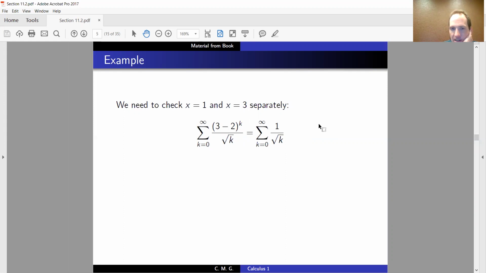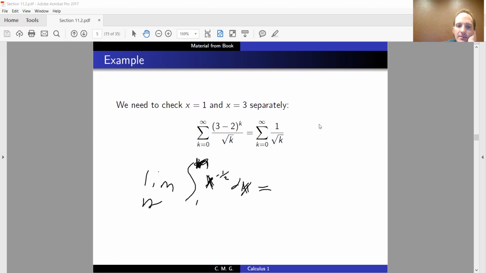We looked at this before, but I'll re-emphasize it. If I integrate it and think of it as a function, x to the minus 1/2 dx, the integral of this between 1 and infinity, or really 1 and n with the limit as n goes to infinity, is just going to be 2 times the square root of x, evaluated between 1 and n as n goes to infinity.